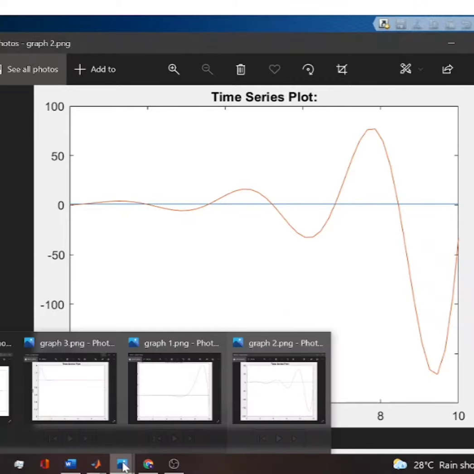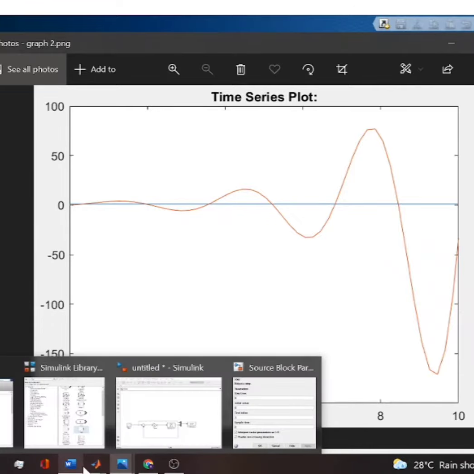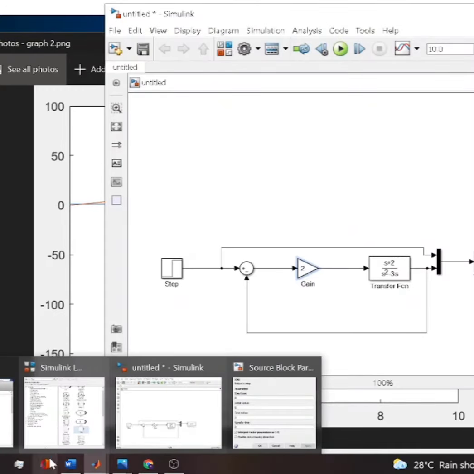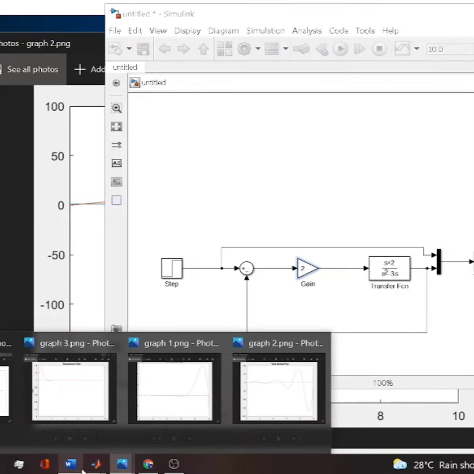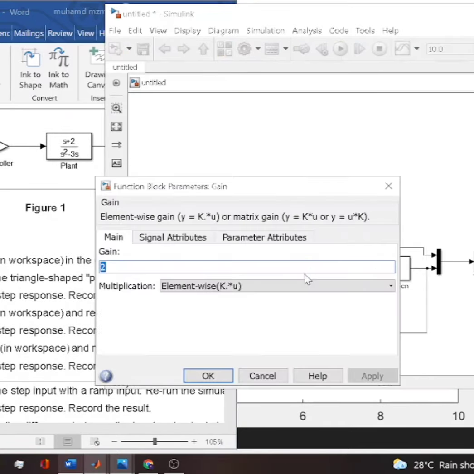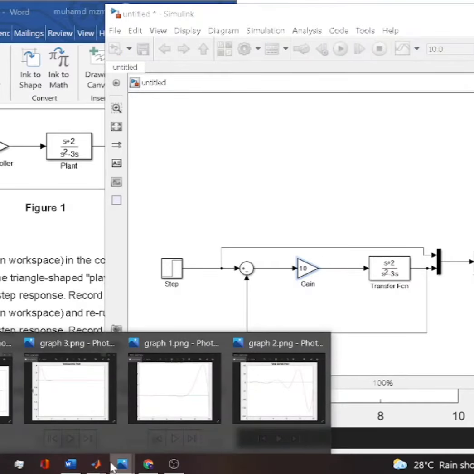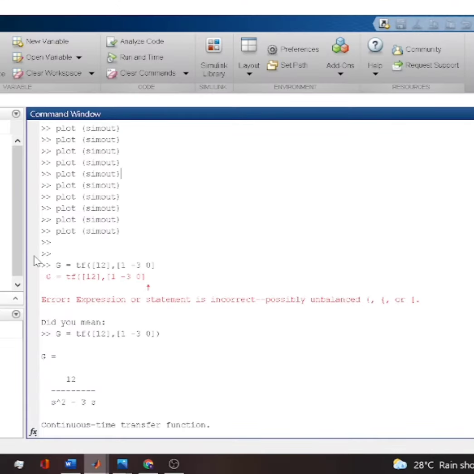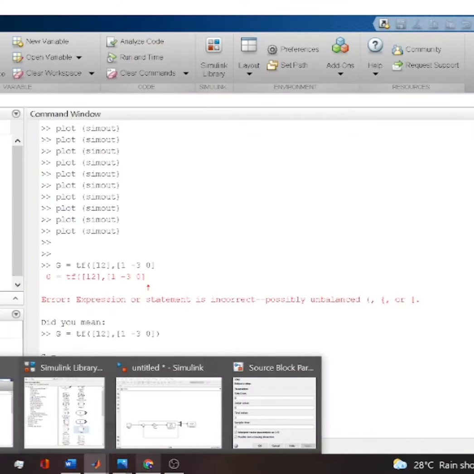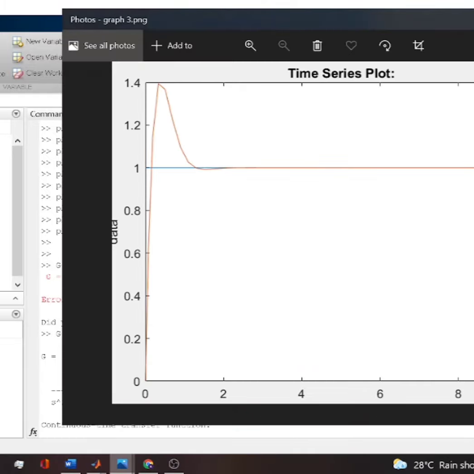Okay, for next we change it to 10. We hit enter. Okay, then we run. Then we run and start set command for plot, and then this is the third graph.